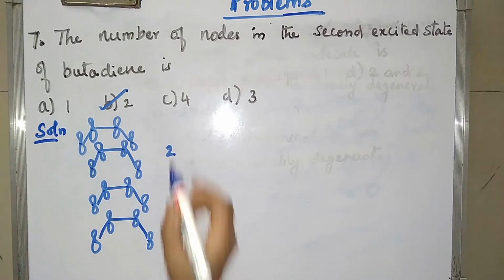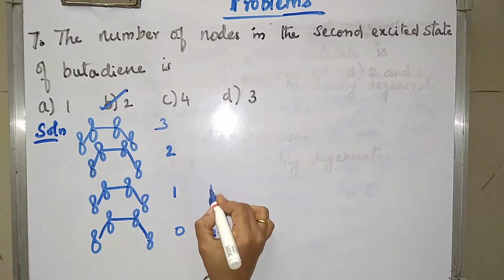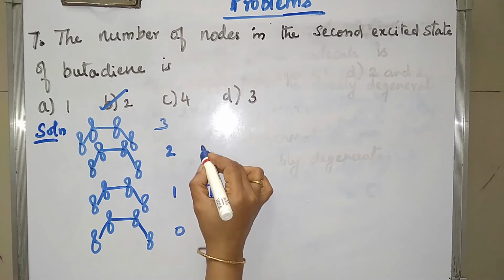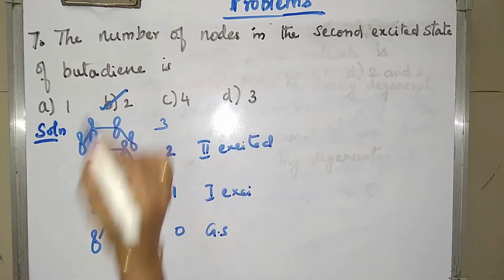4 states are there. Here 3 nodes. They are asking, this is the ground state, this is the first excited state, and this is the second excited state. Okay, this is the answer.